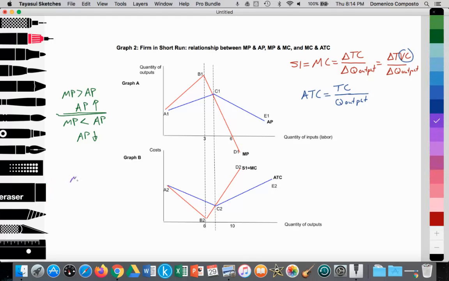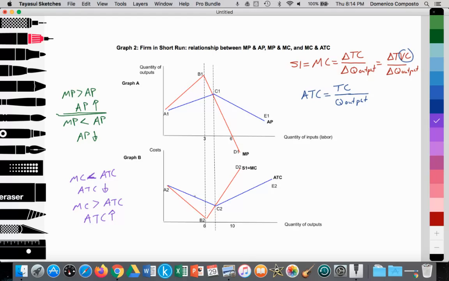When the MC curve is less than the ATC curve, it's pulling the ATC down. The average total costs of production are falling. And then we see when the marginal cost curve is greater than the average total cost of production, here the MC greater than the ATC, it pulls the average total cost of production up. So it's the same relationship between the marginal and the average.